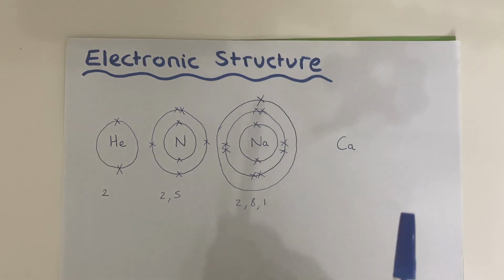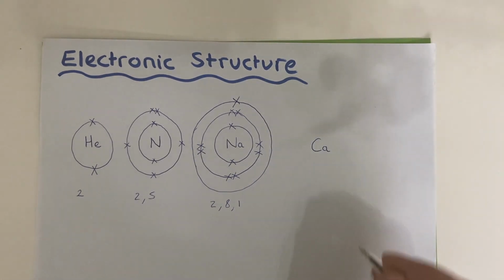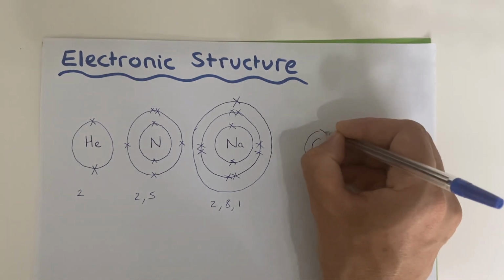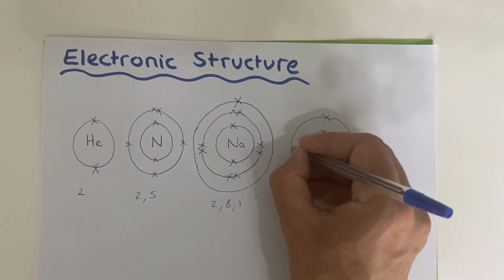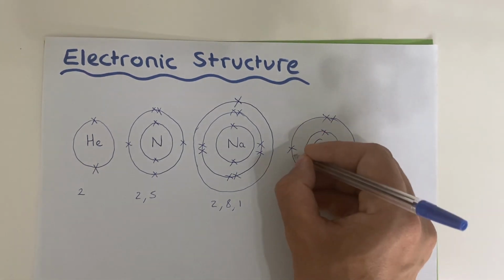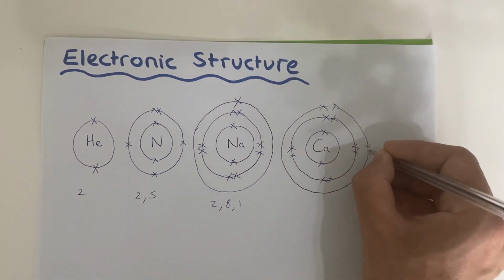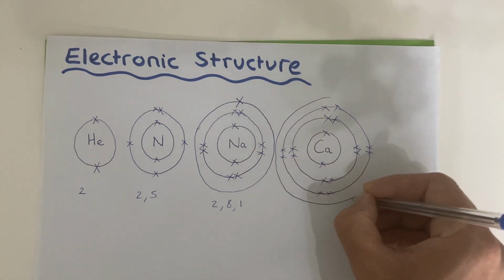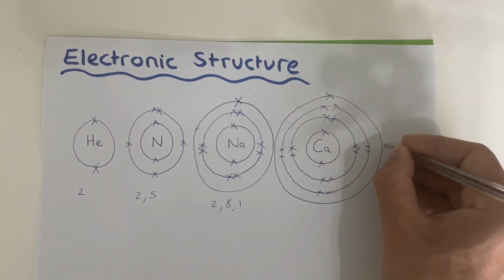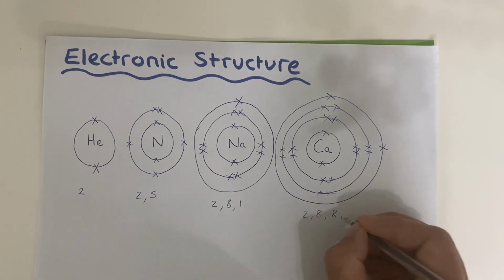Okay, calcium is the biggest atom you could be asked to draw. It has 20 electrons, and this would be the most difficult one you could be asked in your exam. 2 fit in the first shell, 8 in the second shell, 8 in the next shell, and we've got 2 left that we need to put in the 4th shell. So calcium would be 2, 8, 8, 2.